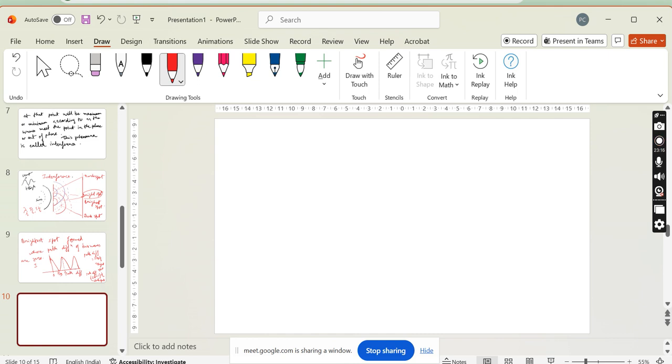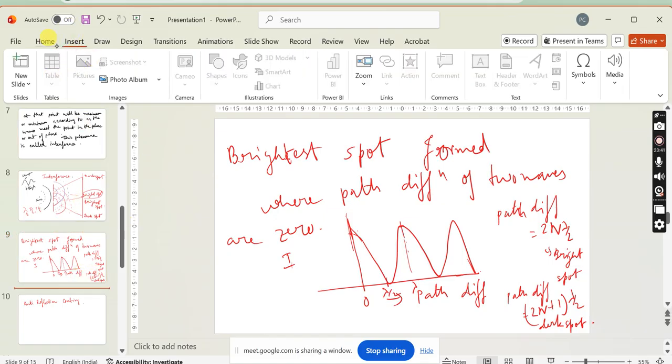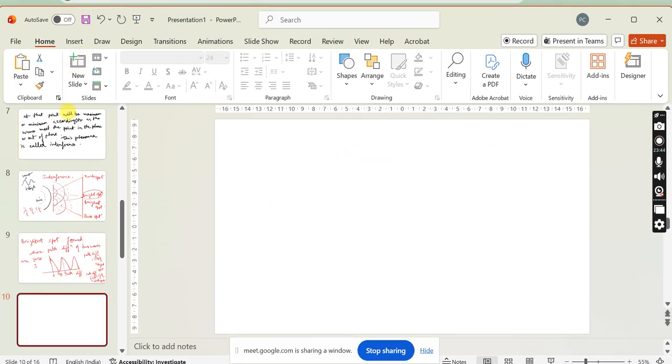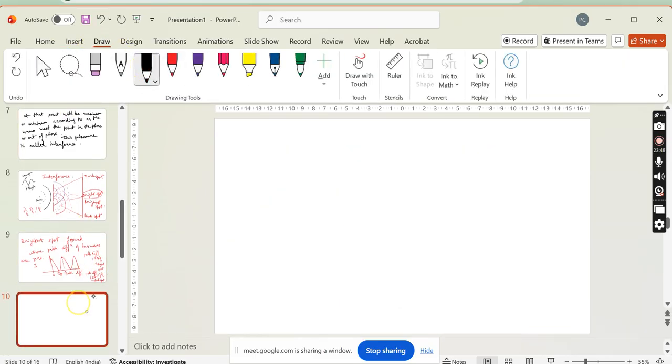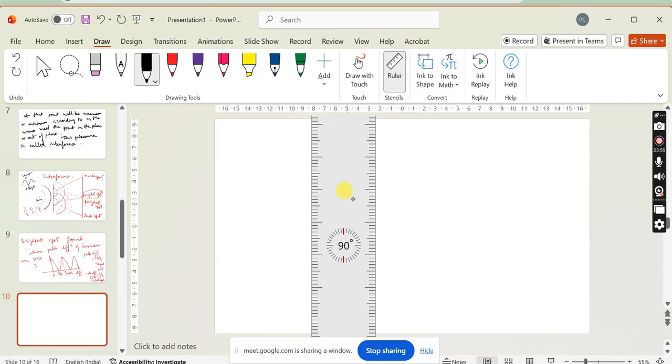Now, by using this phenomenon, anti-reflection coating basically works. You can draw intensity as a function of path difference also. Like not path difference, the phase.